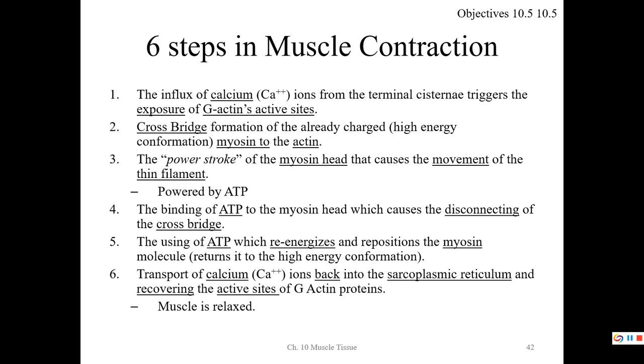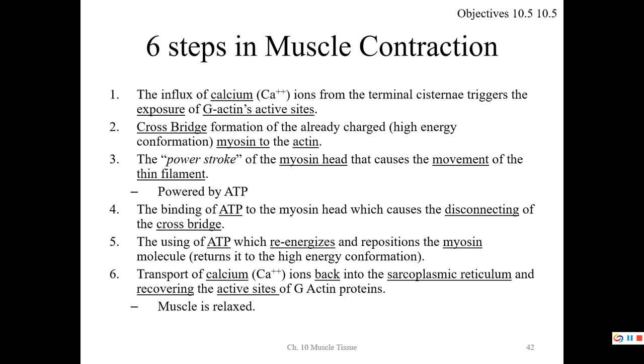And when he does, he's full of that energy. He's in a high energy conformation. So as soon as he binds, he will pull her in close and give her a kiss. And that's a power stroke. The myosin head binds and it moves, and it's powered by ATP. Now that ATP makes the myosin heads contract. Now these myosin heads are stuck. They're stuck and fused to the G-actin's active sites.